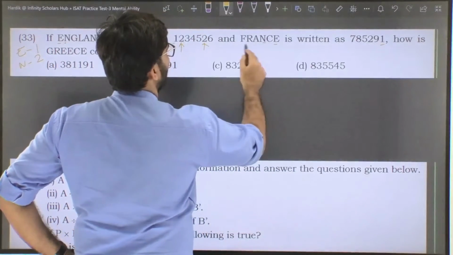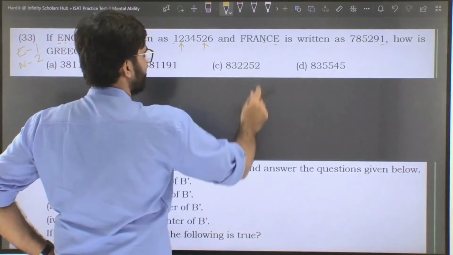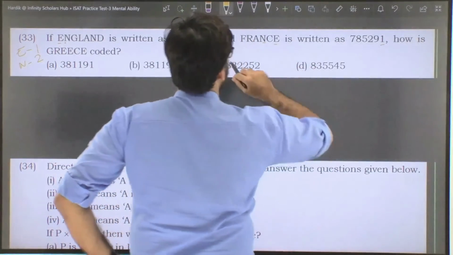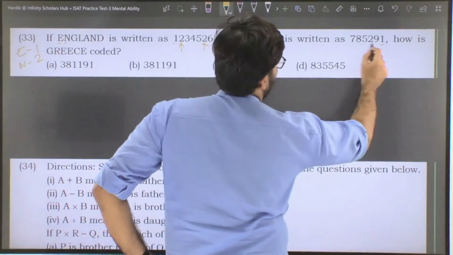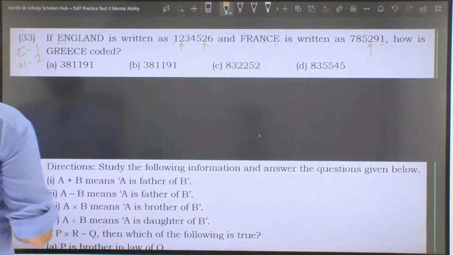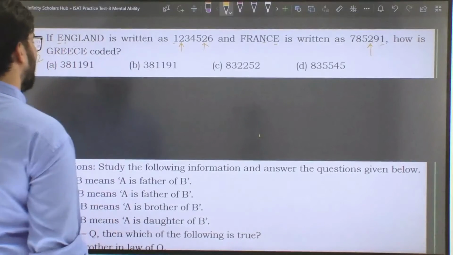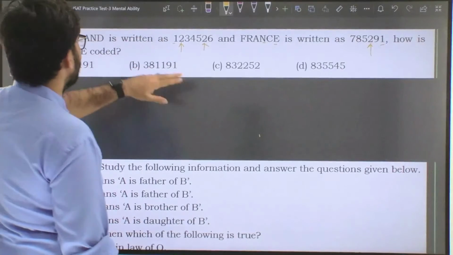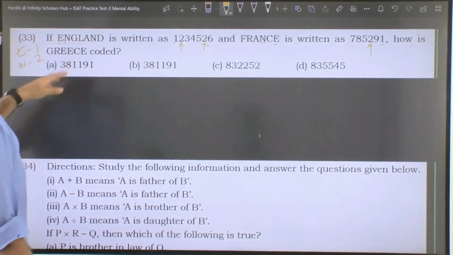So N is the 4th letter from this side. Okay, so the 4th letter is there, so that is N. So the 4th number from here is 2. So definitely you can say that the code 2 corresponds to N. Okay, fine. So now what can we do?